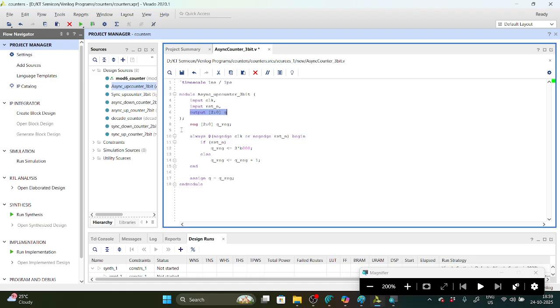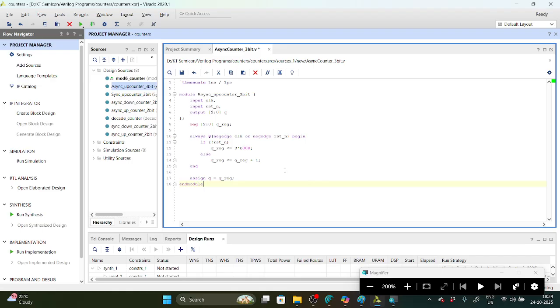I'm initializing one more reg with 2 down to 0, reg underscore Q, because I'm operating with this. At last I assign this q underscore reg to q. Always at the rate negate of clock or negate of reset begin, if reset equal to 0, I'm initializing the output of count to 0, else q underscore reg. Sorry, what? Not of reset, right? Yes, sorry, this is asynchronous active low reset.